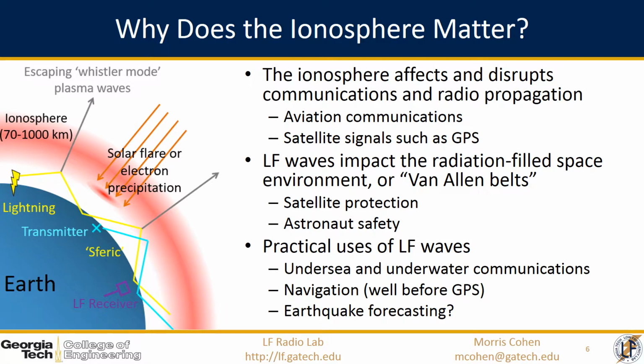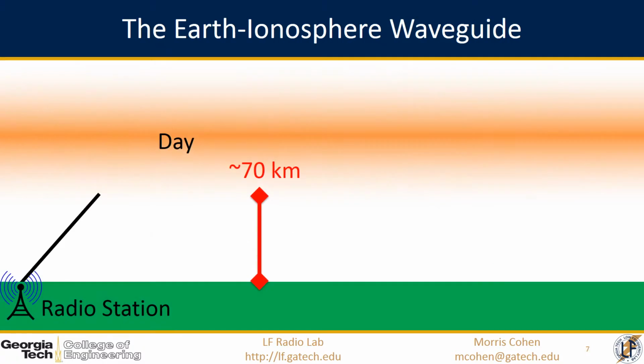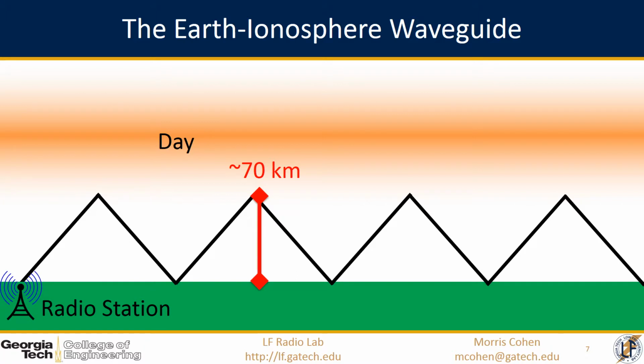In addition, there are some practical uses of these low-frequency waves because they propagate so far. They're often used for underwater and undersea communications, for navigation, and there have been some suggestions that it could be useful for forecasting earthquakes. We work with what we call the Earth-Ionosphere Waveguide, and again, that's basically a system to guide waves from any location all the way around the world based on these zigzagging reflections.